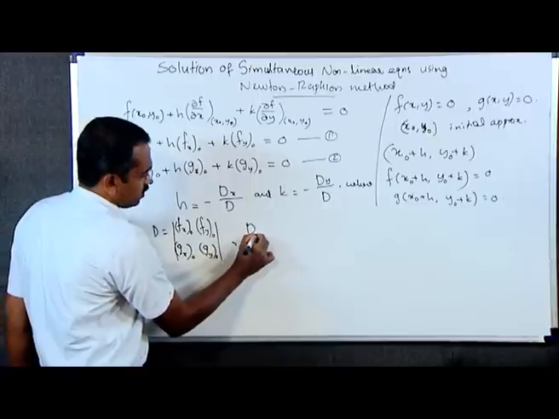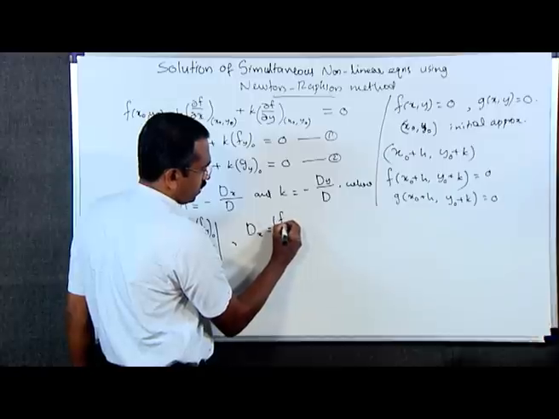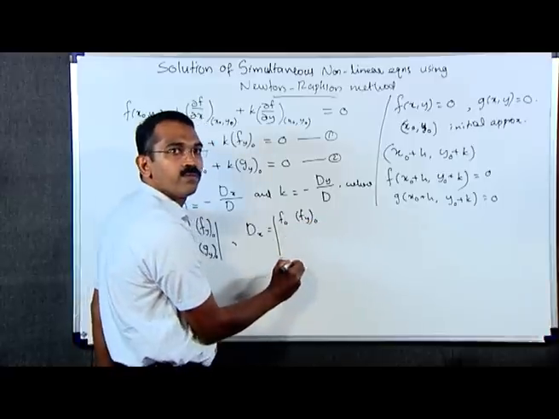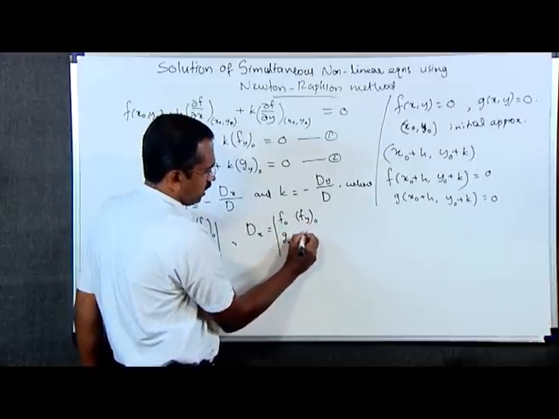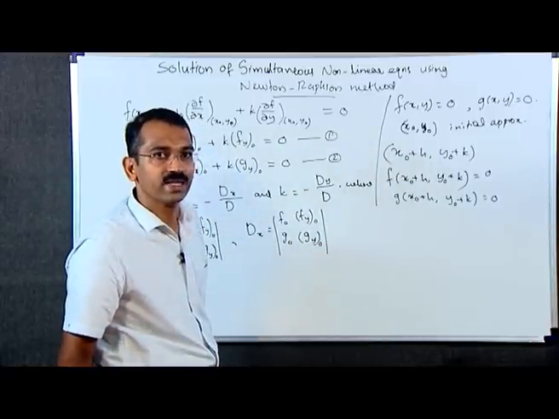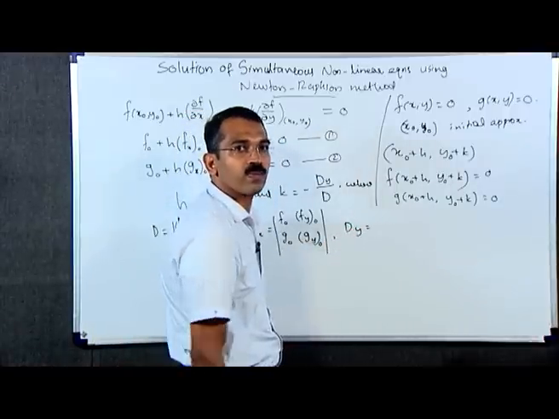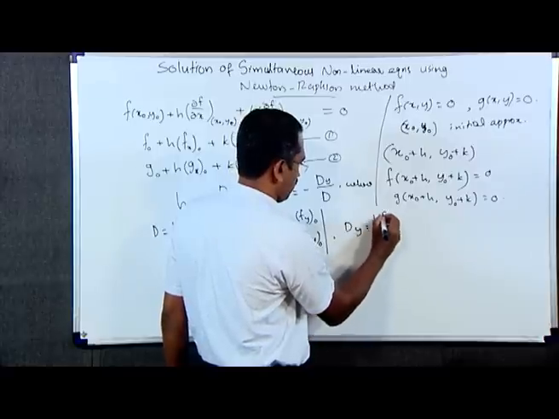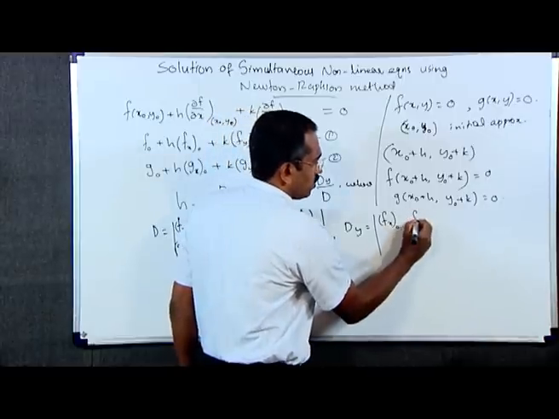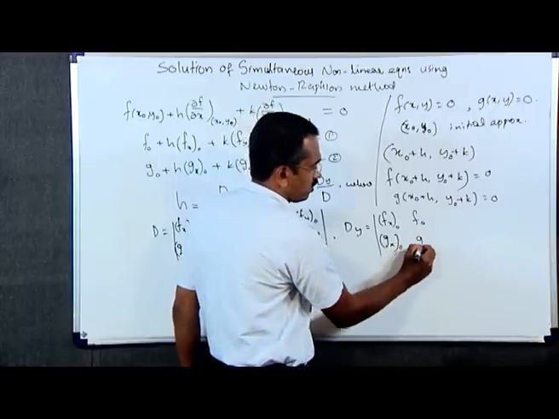dx is the determinant of f0, fy0, g0 and gy0. This is dx, and dy is the determinant of fx0, f0, gx0 and g0.